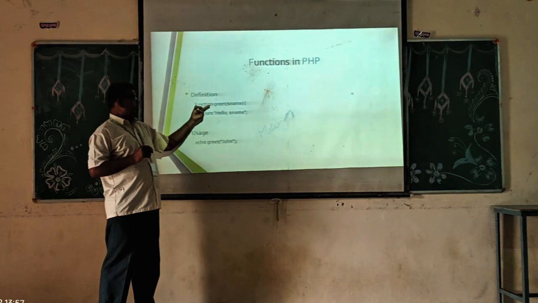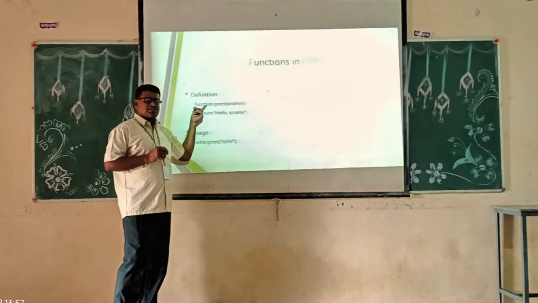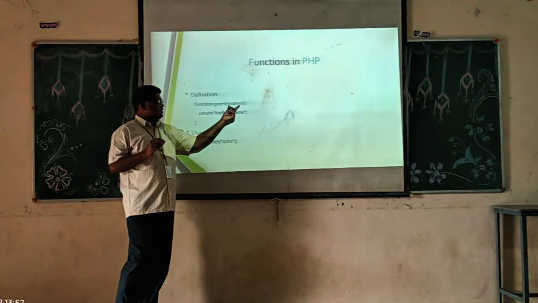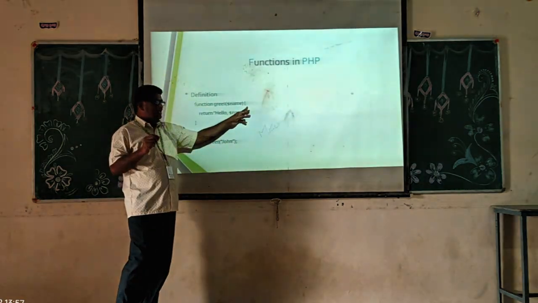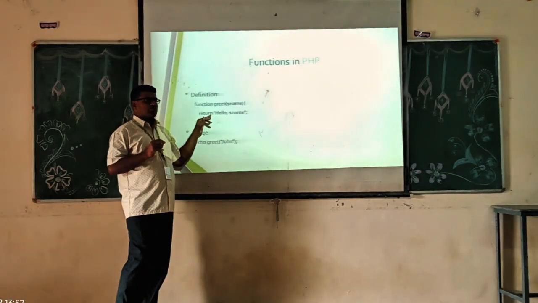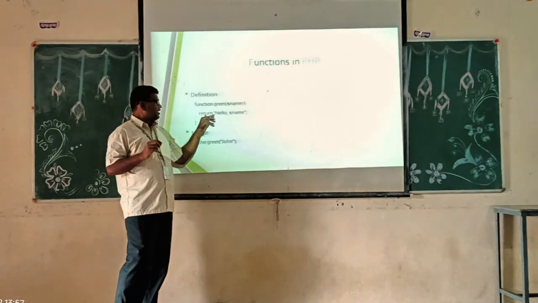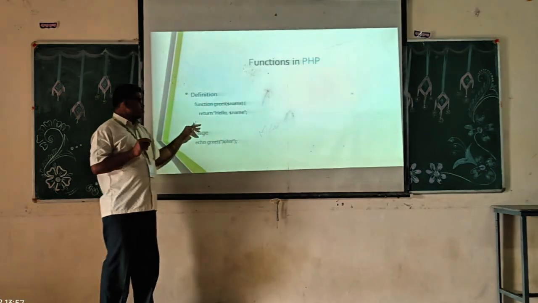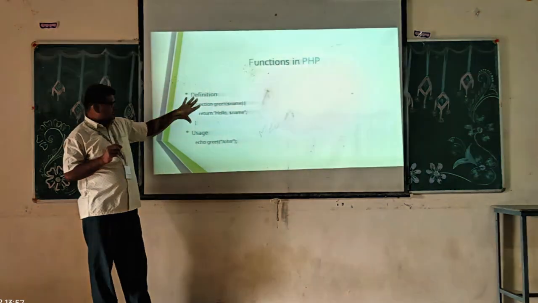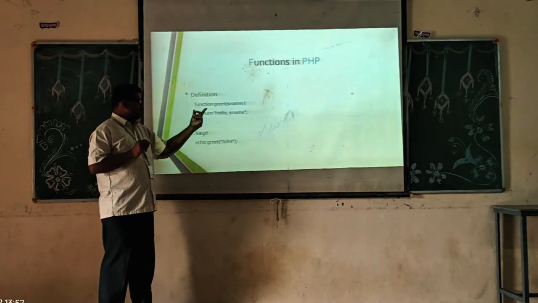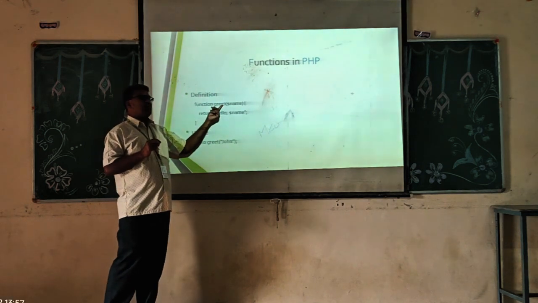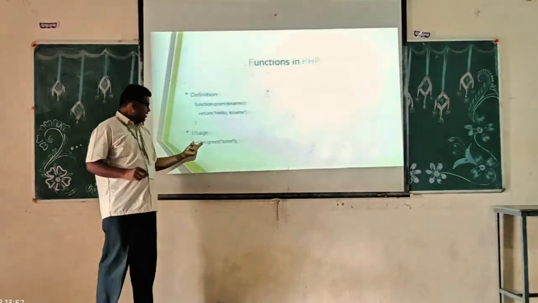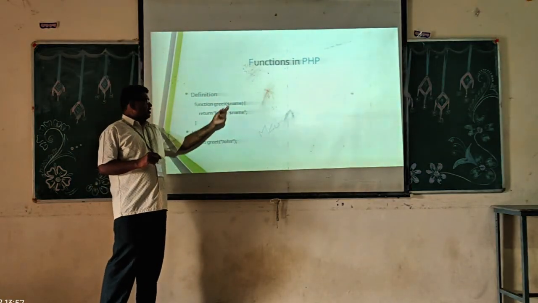For example, how can we declare the function? The function keyword, then the function name, greet. Within the brackets, the variable name, then an open curly brace. Inside, use a return statement to return the value with the variable name, then close the curly brace. So that is called a function. What is the usage of the function greet? It is the function name. With an echo statement we can print the greet statement: echo the function name and that value.